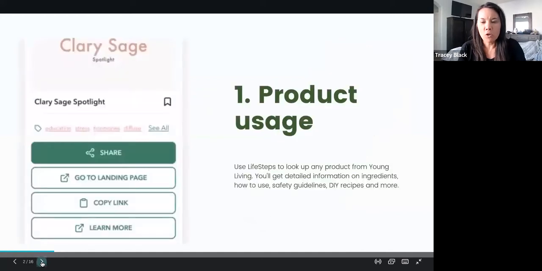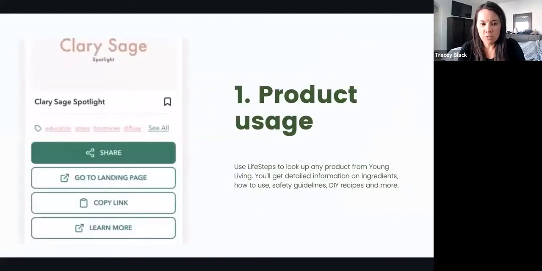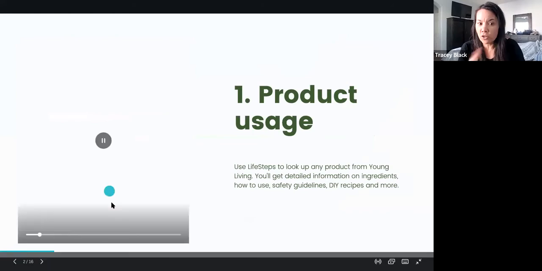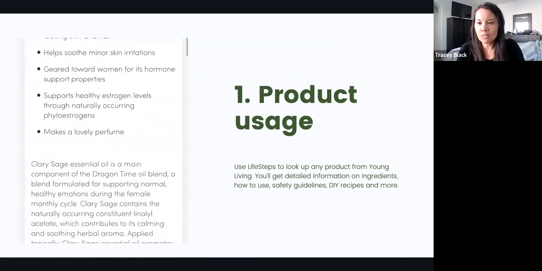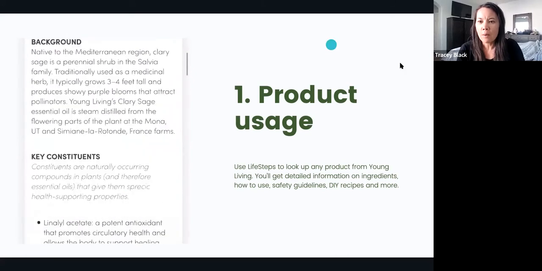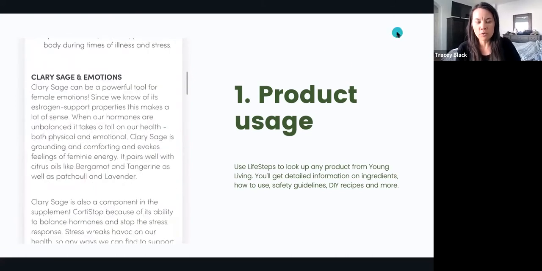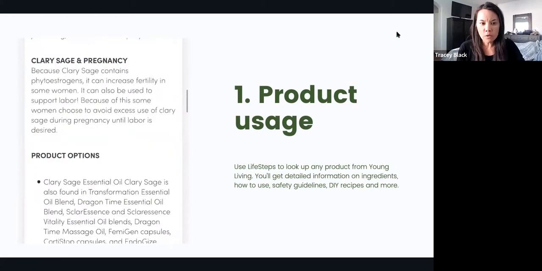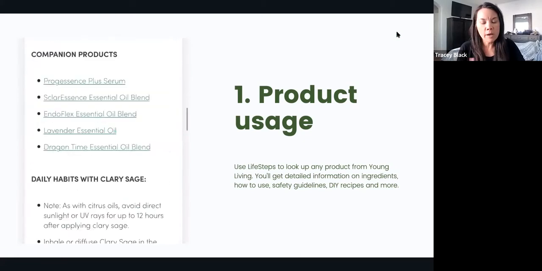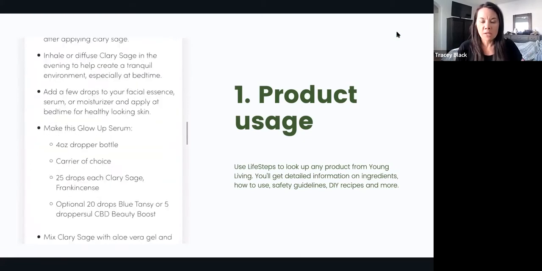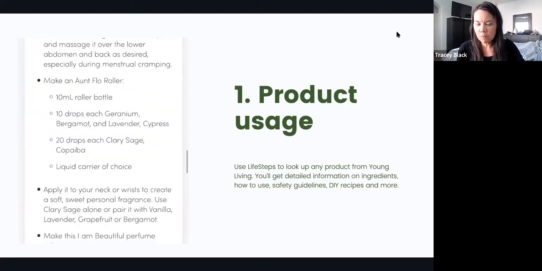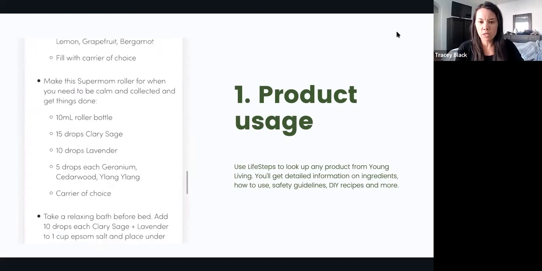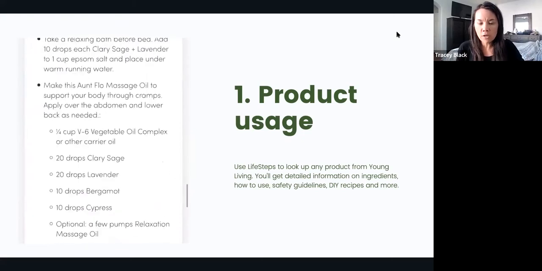Okay, so first of all, what you can do is product usage. This is a really cool feature, and I've got a little screen grab here so that you can see how it works. When I first got my oils, I was like, how do I use everything? And I absolutely love my essential oils pocket reference, but let's be real, I don't always have it with me. So I love to use the LifeSteps app just to look up product information.